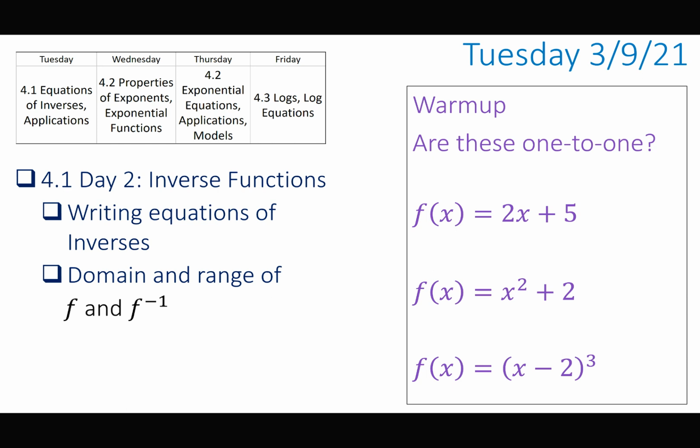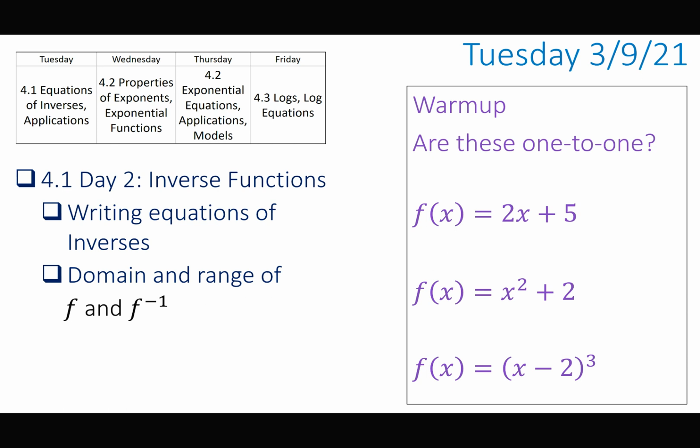Okay, so the warm up here on the right, I say, are these one-to-one? So what does one-to-one mean again? What's it mean for a function to be one-to-one? It goes from one x value to exactly one y value. There's no duplicating. There's not two x's that go to the same y value. It's one x value goes to one y value.